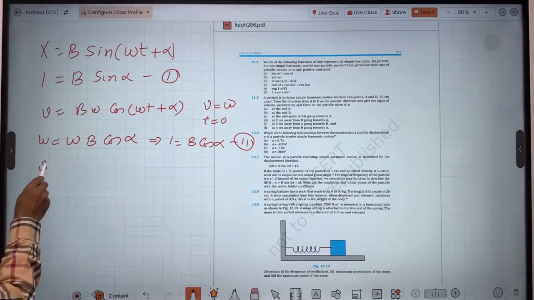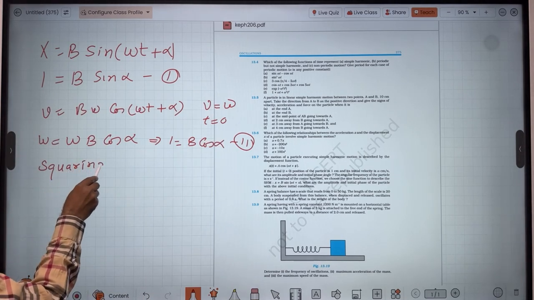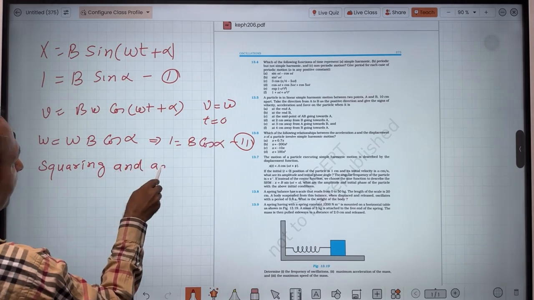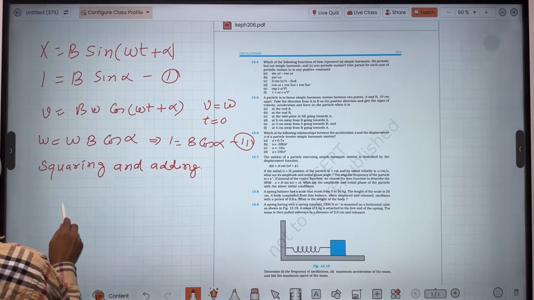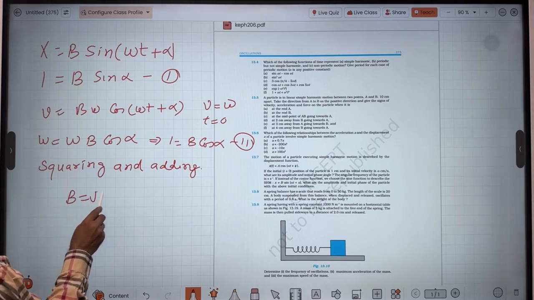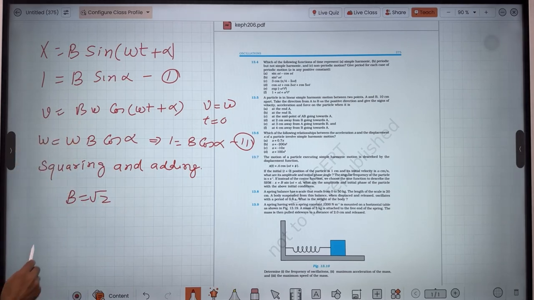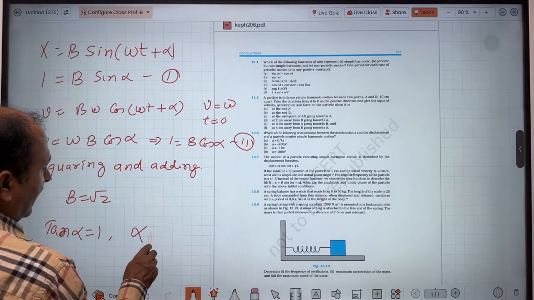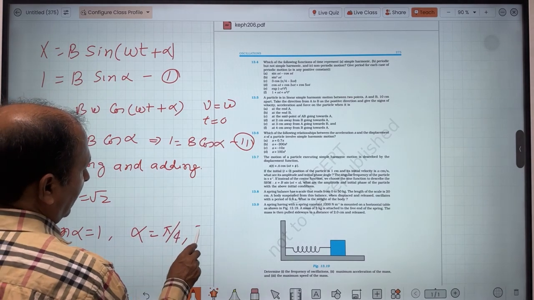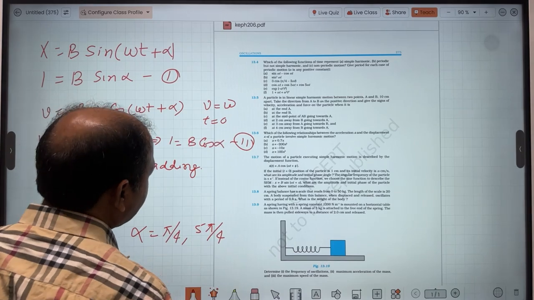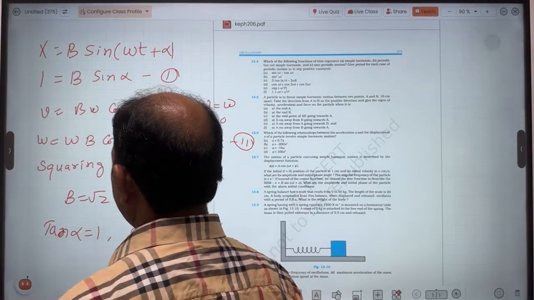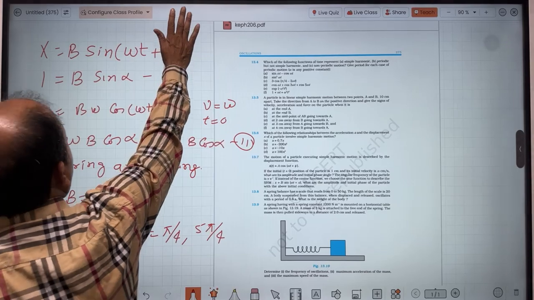Again we square and add. So what do we get? We get b equal to root 2. Then again we divide the two equations. So tan alpha will be 1. So what are the possible values of alpha in this case? So either pi by 4 or 5 pi by 4. Alpha equal to pi by 4 or 5 pi by 4. Right? So I think you have understood. Now let's take next question.